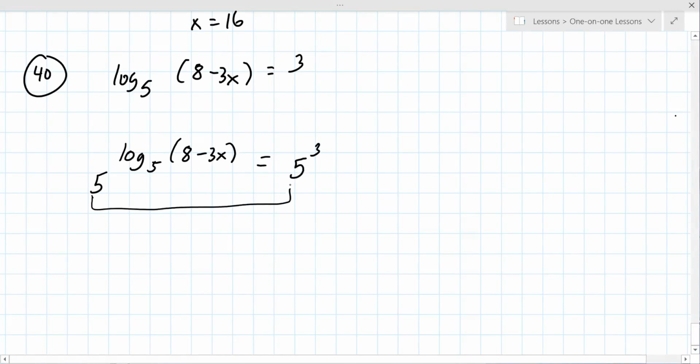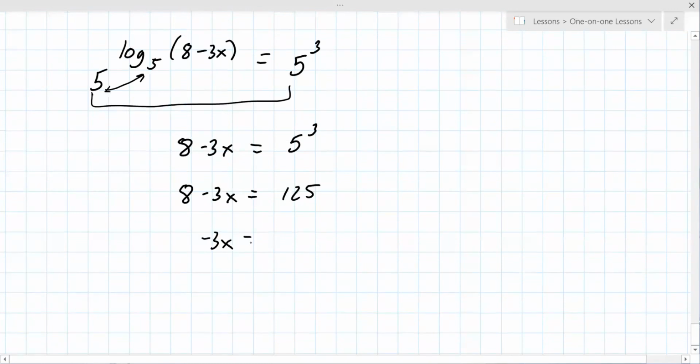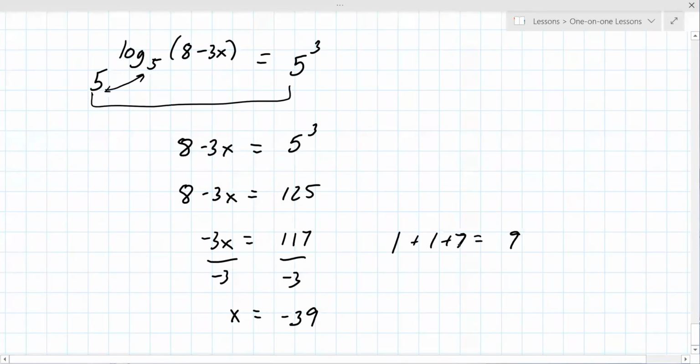Again, notice how these numbers always match, and this number matches that. So this always undoes the log part. 5 cubed, we can get to that. So 8 minus 3x equals 125. If you subtract 8 from both sides, you get 117, which actually is divisible by 3. X equals, yep, minus 39. I know that because you add up the digits and it is a multiple of 3.